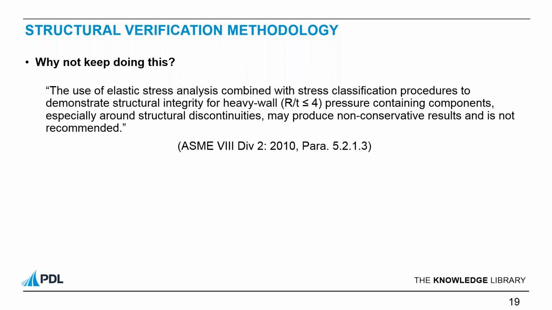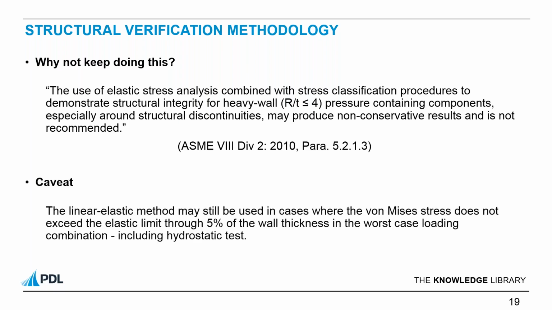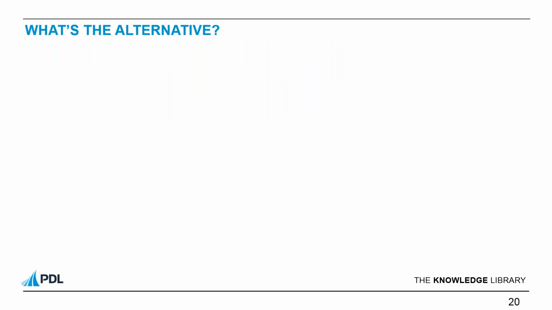There is a caveat to this in that the linear elastic method may still be used for heavy-walled vessels, provided the von Mises equivalent stress does not exceed the elastic limit through 5% of the wall thickness. This applies for the worst case loading combination, which includes hydrostatic test. Okay, so what's the alternative? Well, an elastic plastic assessment, of course.